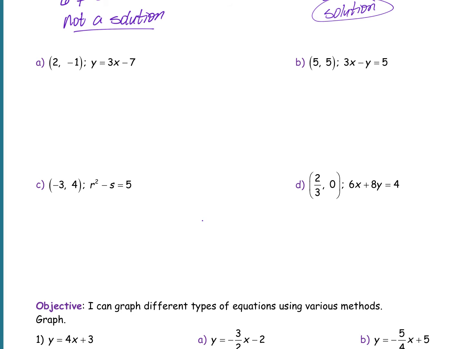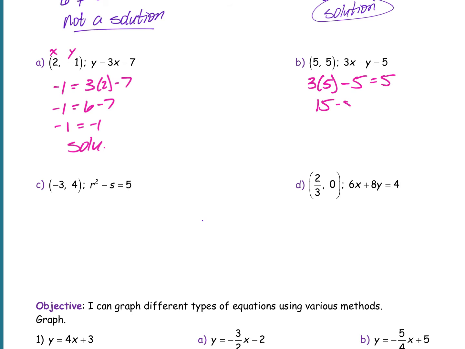Okay, so I'm going to plug in, oh, this is X and this is Y. So I've got negative 1 equals 3 times 2 minus 7. 6 minus 7. Solution. Then 3 times 5 minus 5 equals 5. Oh, wow. 10 equals 5. Not a solution.